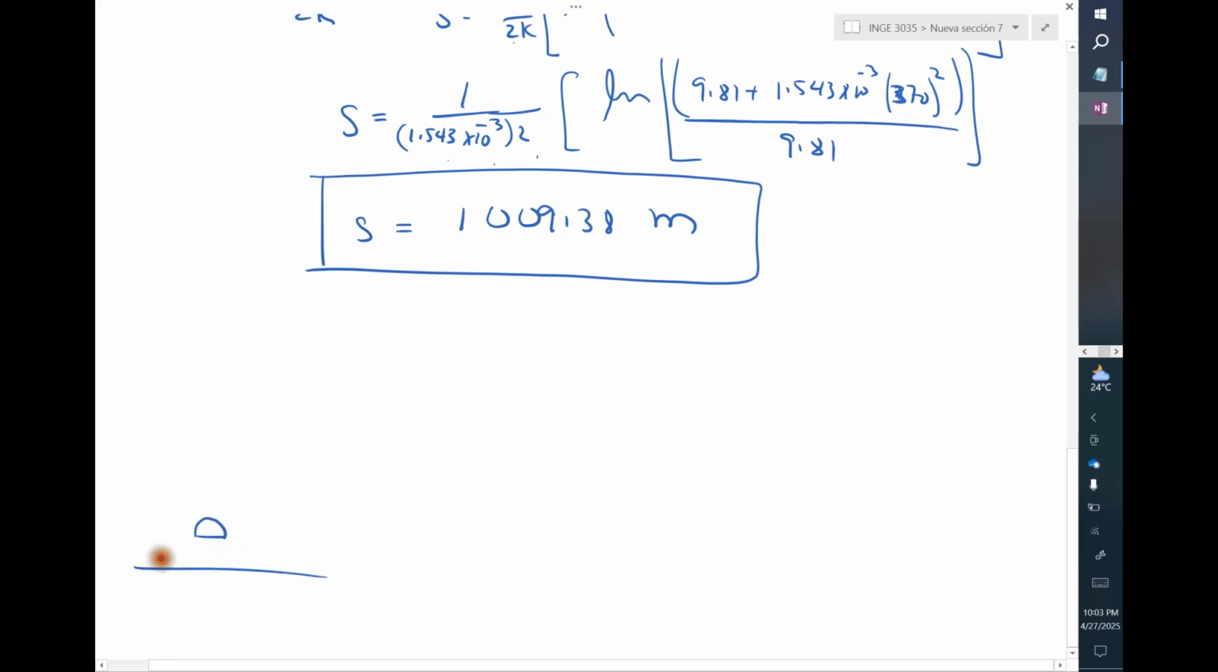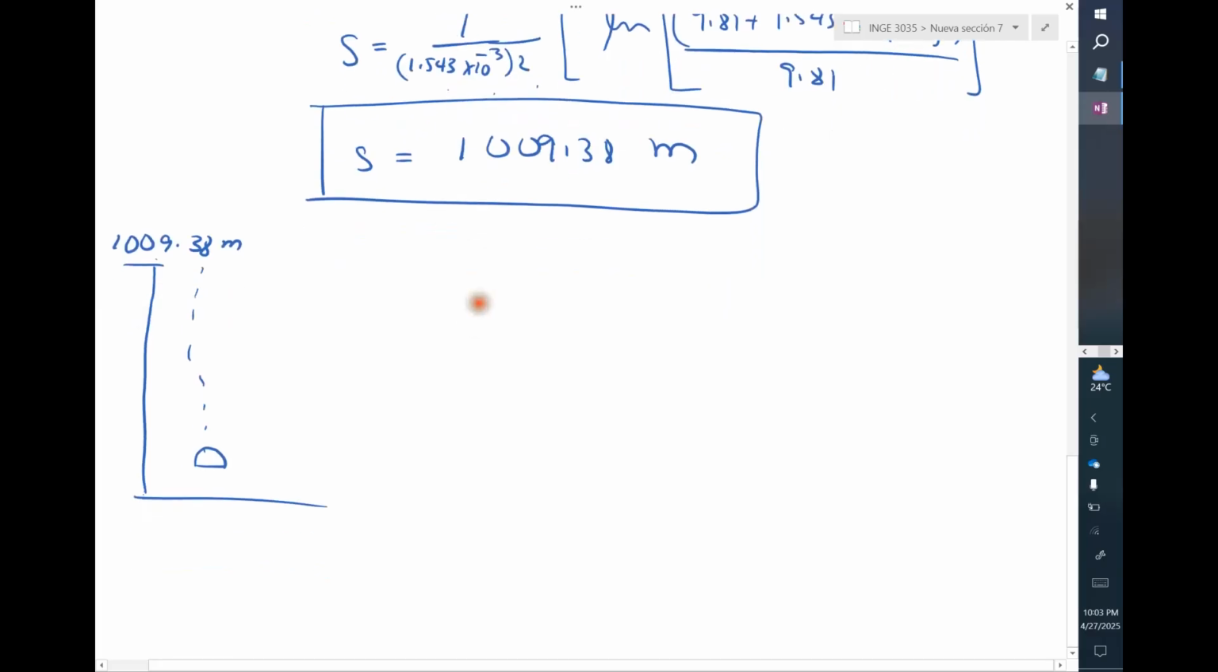that bullet eventually will reach a final distance of 1009.38 meters. That's the first part. So now that we know the distance that the bullet covered, we can jump to the second part. What's going to be on the second part?